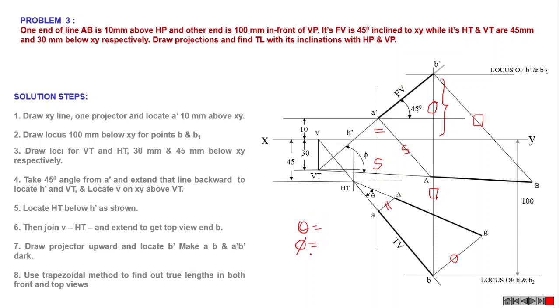We can check whether these angles are correct, as in the case of the previous problem where we utilized the line rotation method. We can compare the answers. We have already found out that the true length is equal to AB. We can find out that AB from top view or front view. That also we can compare with the answer found using the line rotation method in the previous slide or previous problem.